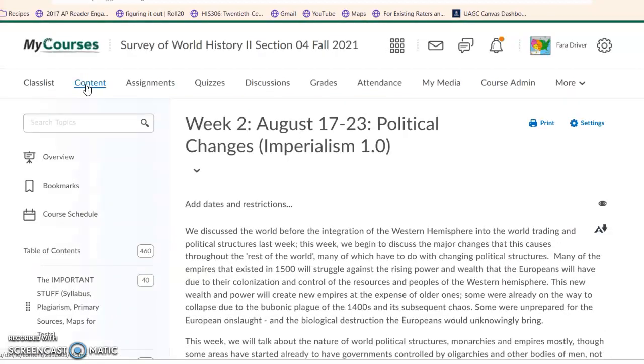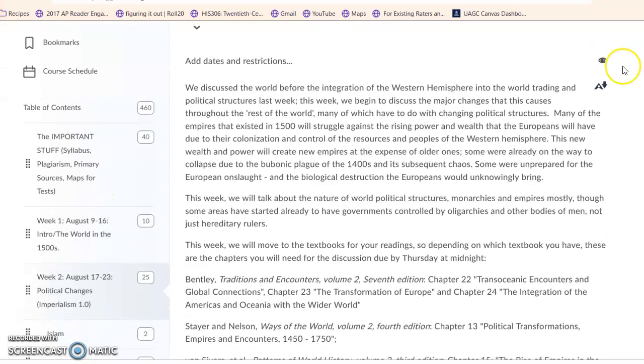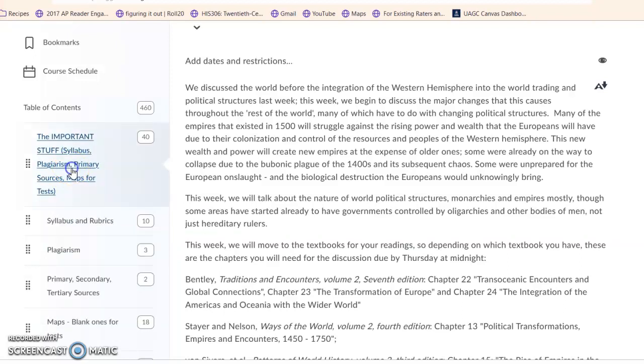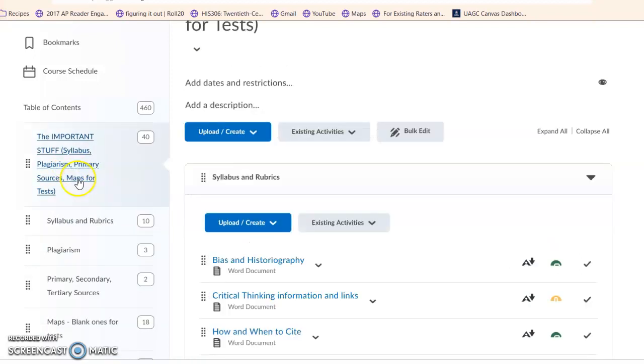So when you come to content, and this is what I keep talking about, you're going to see on the left-hand side this set of what I call folders. They list as a table of contents. Each one of these clicks on a particular week. And within that week, there are subfolders. For instance, the most important stuff, which is the first folder. When you click on it, it breaks into subfolders or subcategories.